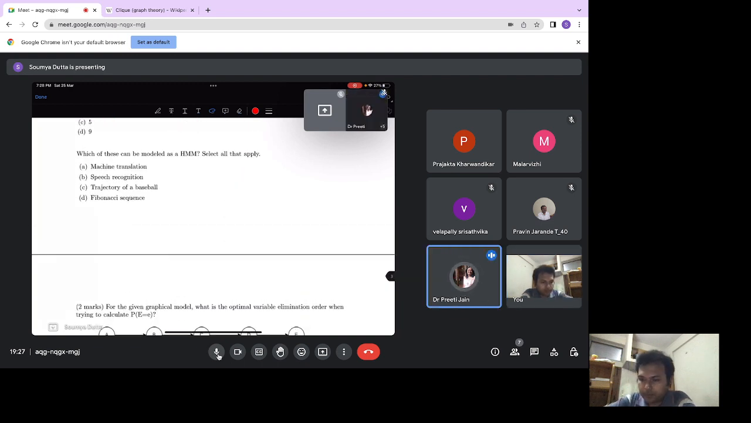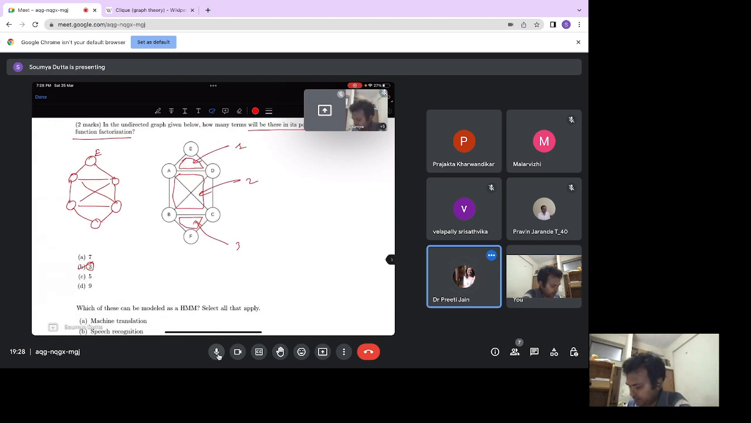I have one doubt then. Can you scroll up with the image? But in this case, A and C are also not adjacent to each other. No, A and C are adjacent because of this edge. Adjacent means there will be a direct edge connecting the two nodes. Even if they are placed somewhere else, the edge should be there. Okay, thank you so much.